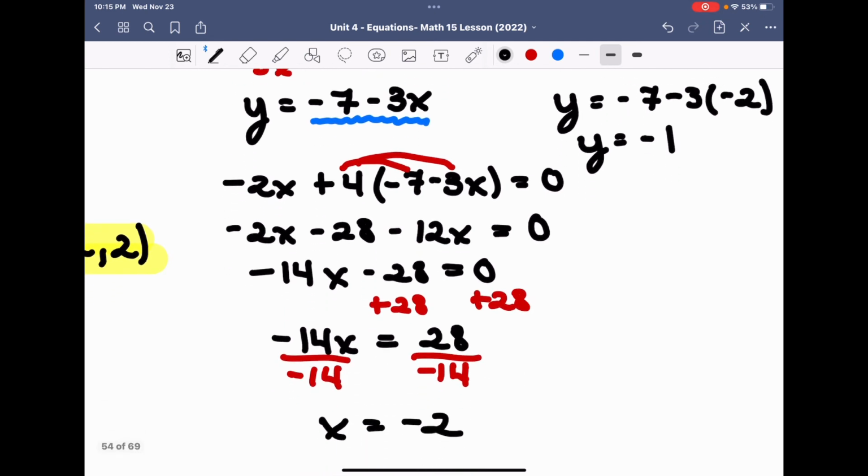So now our solution in terms of an ordered pair of x and y is equal to negative 2 and negative 1. And so maybe I'll write it below just to give us a little more space here. Therefore, in terms of an ordered pair x, y, we have negative 2 and negative 1, because x always comes before the y here. There we go.